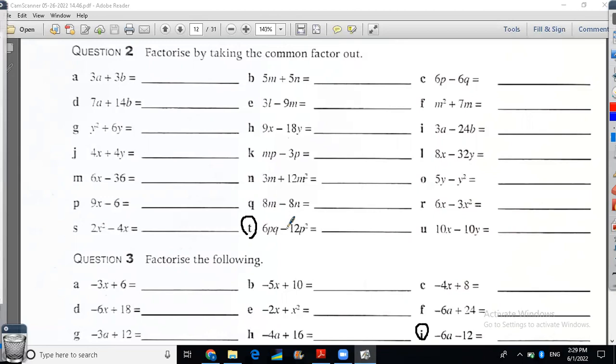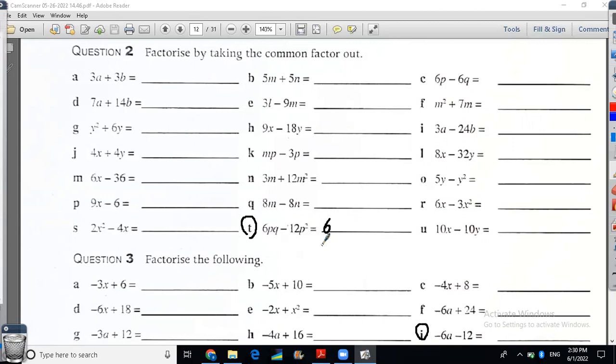Another person might say, I can divide by 3. Yes, you can divide 6 by 3 and 12 by 3, but is this the highest number that you can divide both of them by? No, because I can hear someone else saying, mister, I can divide both of them by 6. Yes, and this is the highest number that I can divide both of them by. So the highest common factor between 6 and 12 is 6.